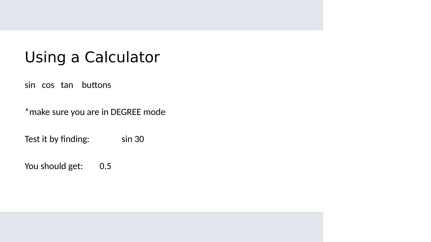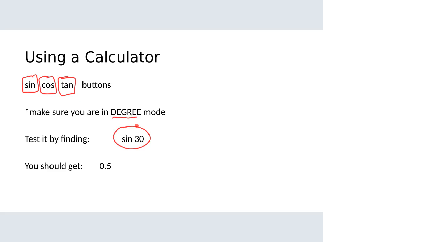Okay, our calculator is going to be really important for us in this section. Those sine, cosine, and tangent buttons on your calculator are going to be really important. I want to make sure you can use them correctly, and also that your calculator is in degree mode. The way we're going to find that out is I want you to find the sine of 30 degrees.